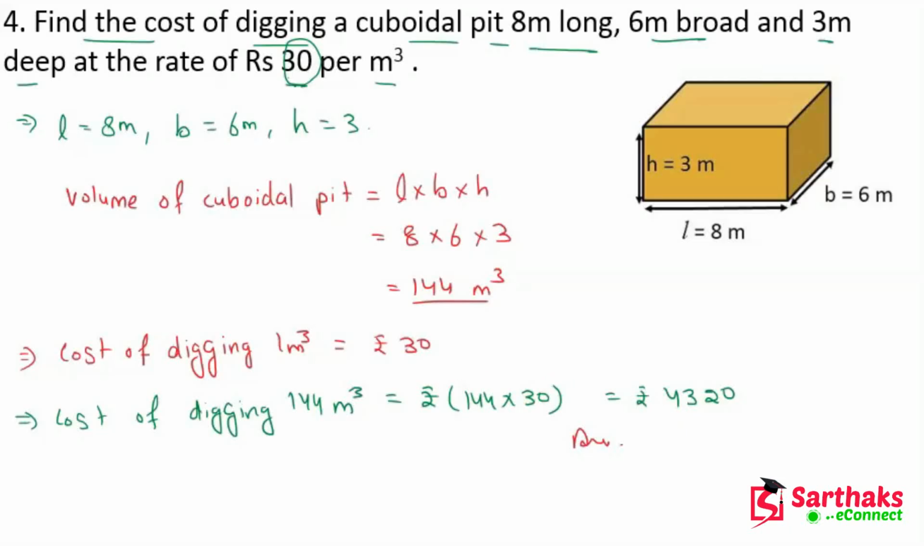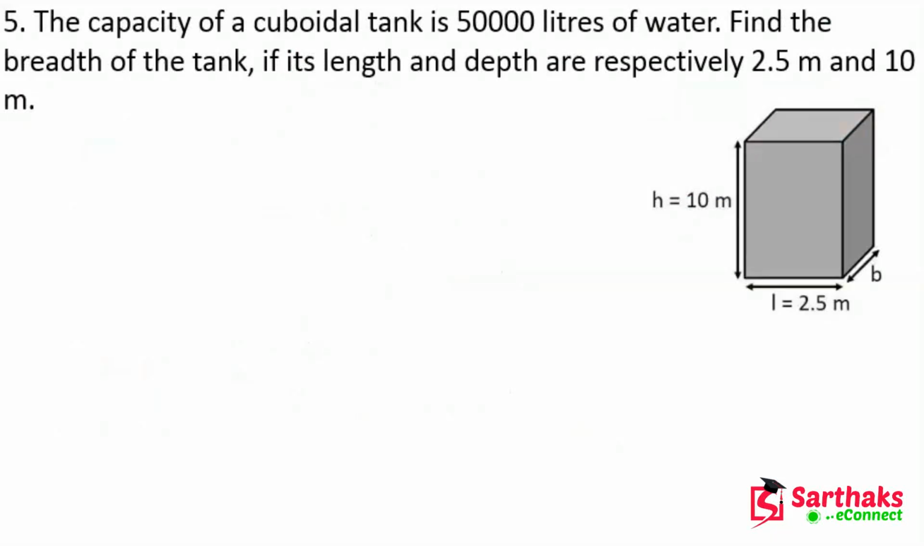4320 rupees. Now let's move on. Yes, so question number 5 is: the capacity of a cuboidal tank is 50,000 liters of water. It means it can hold 50,000 liters of water. Now find the breadth of the tank if its length and depth are 2.5 meter and 10 meter.